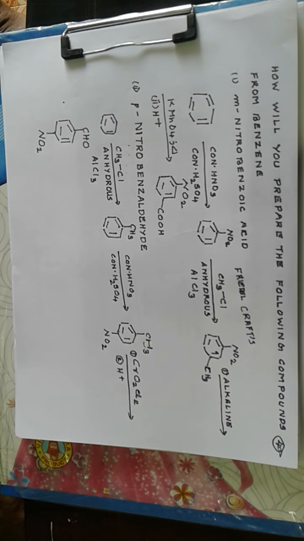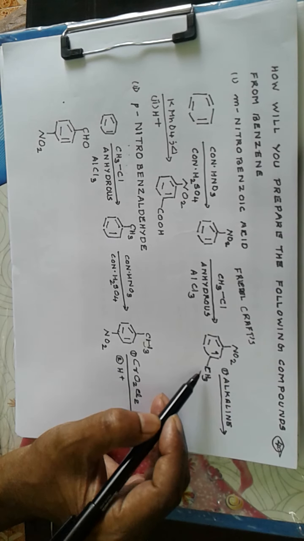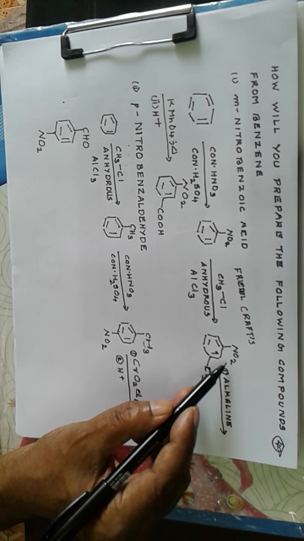The nitro group, due to its minus M and minus I effect, will produce positive charges at the ortho and para positions. So the meta position is not made positive, and the electron density at the meta position is higher compared to ortho and para, and so the CH3 group, that is the electrophile CH3 positive, will enter the electron-rich meta position, and we get meta-nitrotoluene.